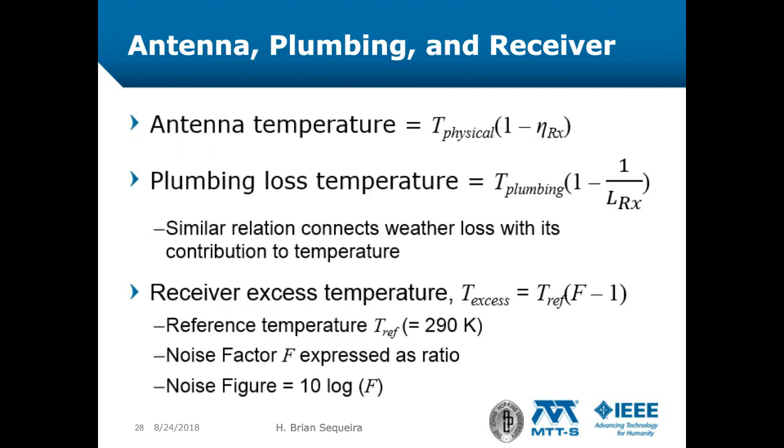Besides scene, contributions to noise arise from the antenna, plumbing between the antenna and the receiver, and the receiver itself. Antenna temperature is related to its physical temperature and its efficiency as indicated. The temperature of the plumbing and its loss contributes to the noise. A similar equation relates weather loss and its contribution to noise temperature. The receiver generates excess noise that is related to its noise factor, measured at some reference temperature, commonly 290 K.